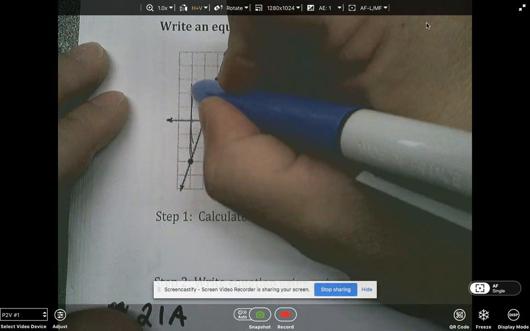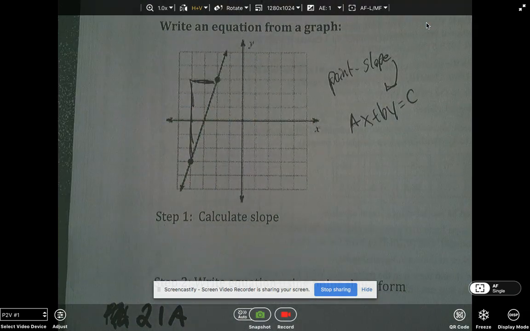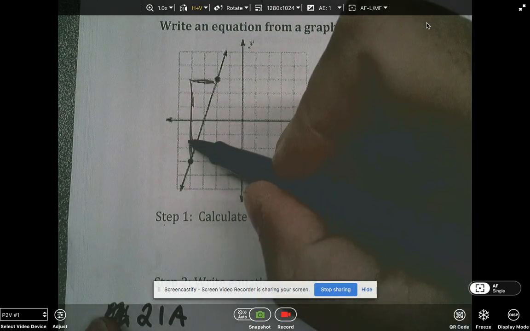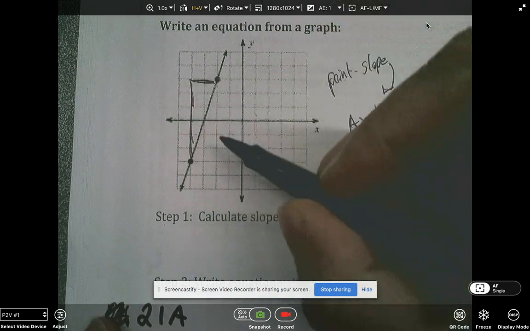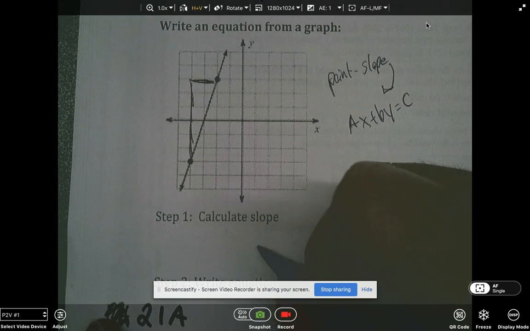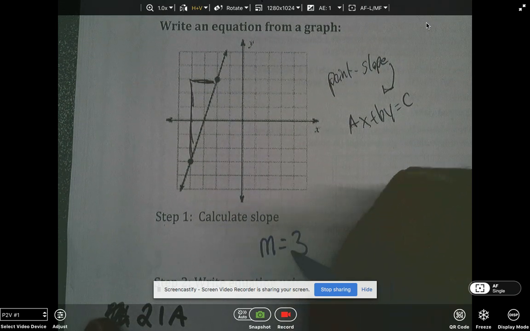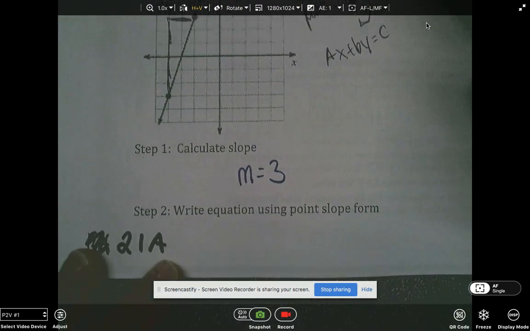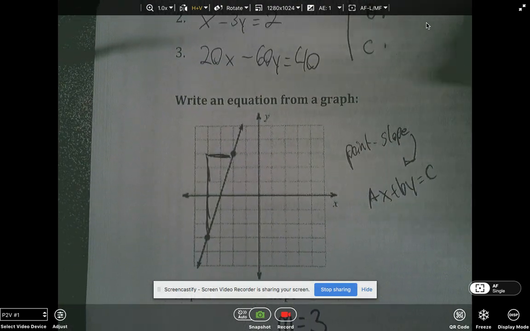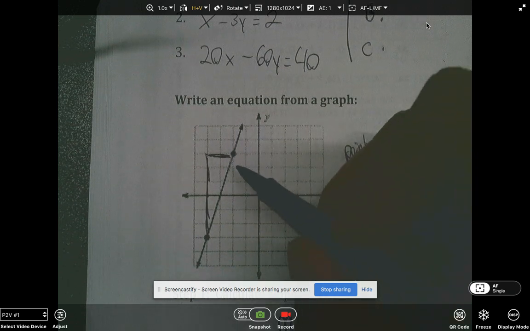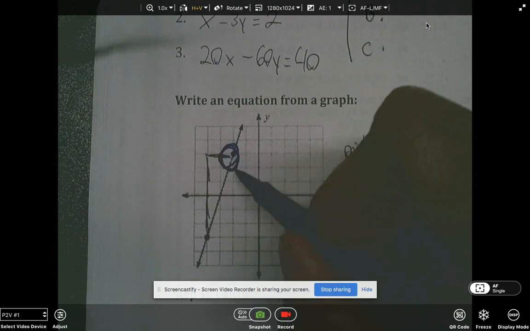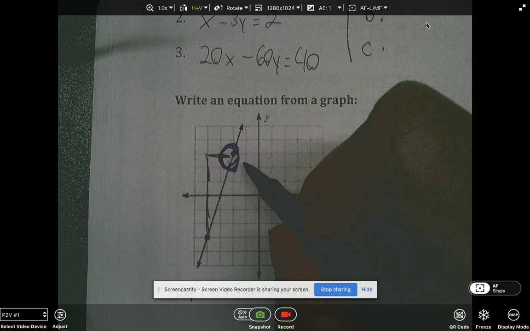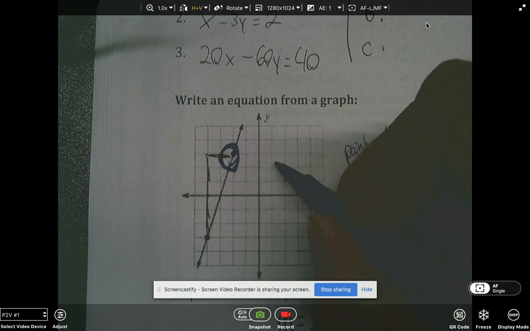So we're going to do rise over run. Can someone tell me what that slope would be here? Yeah, it would be 6 over 2, which would be m equals 3. Okay, so now at the bottom here, let's use this point here. Usually they've been having us do the right-hand point. Can someone tell me what this point is?